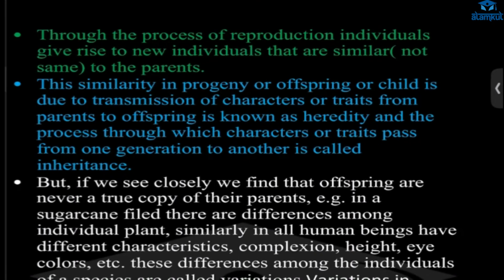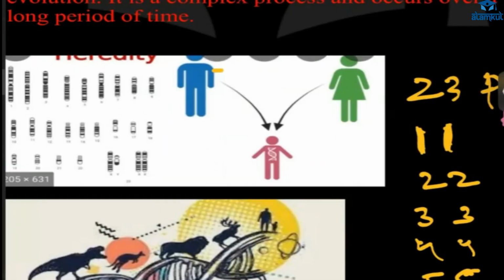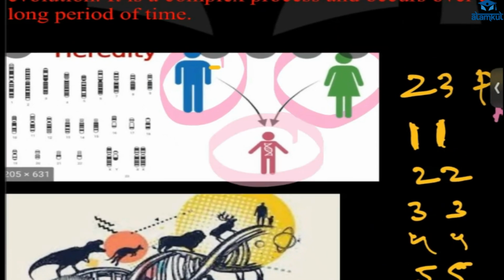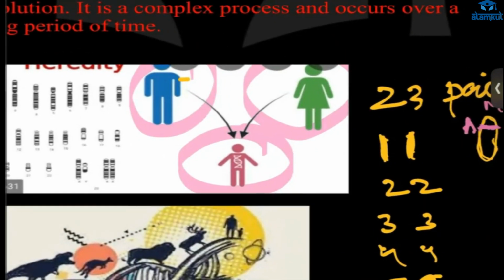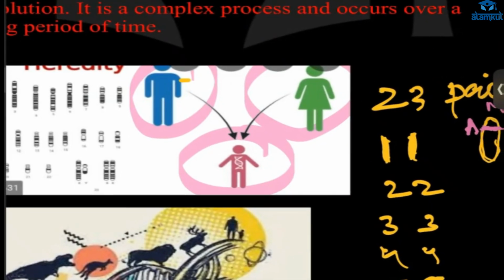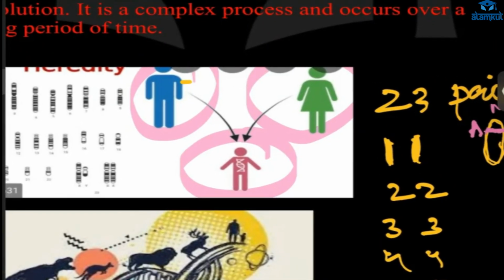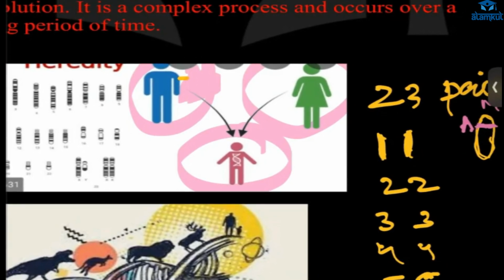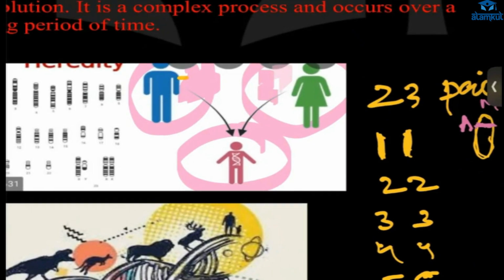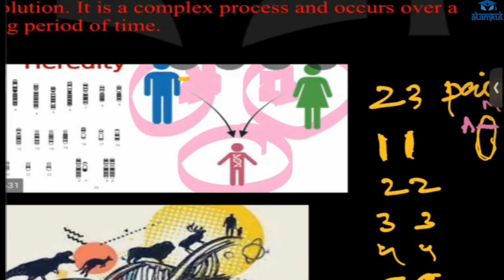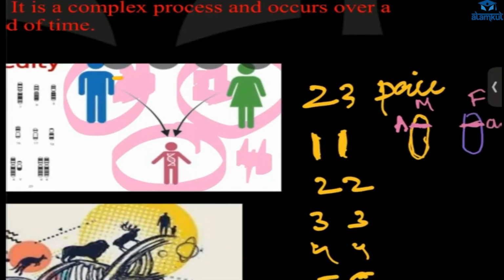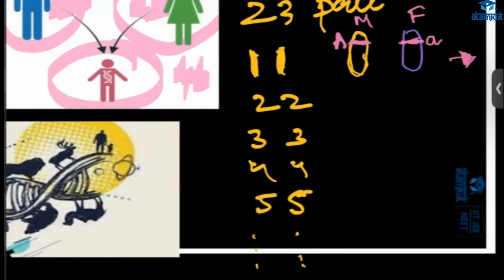Now here you see, this is mother and this is father, and from there we are getting a baby. How many chromosomes do we have? Ma'am, we have 23 from father and 23 from mother. Yes, 23 chromosomes from father and 23 from mother. So the child will have how many? 46 chromosomes. Trait is different; a chromosome contains traits.